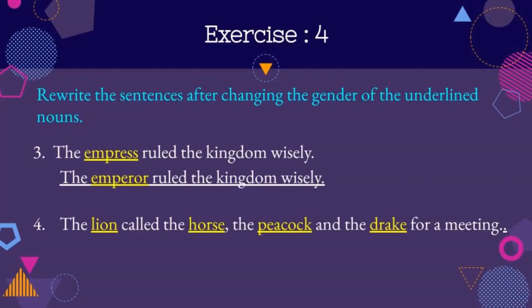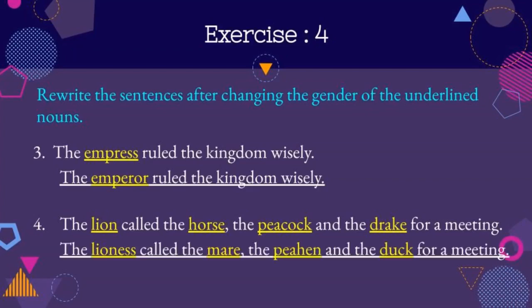Okay. Now we are going to rewrite this sentence. The lioness called the mare, the peahen, and the duck for a meeting. What is the answer for the fourth one? The lioness called the mare, the peahen, and the duck for a meeting. Okay, students, now we have completed 4 sentences. Remaining sentences you should try in your grammar book. Again, I am repeating, write neatly in your grammar book.